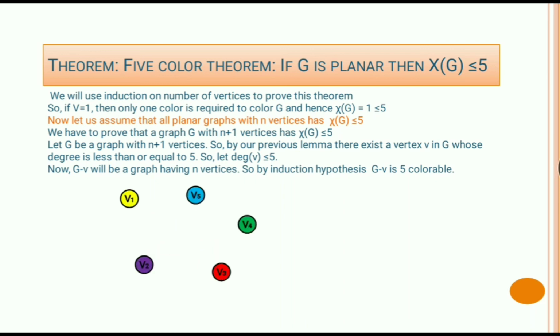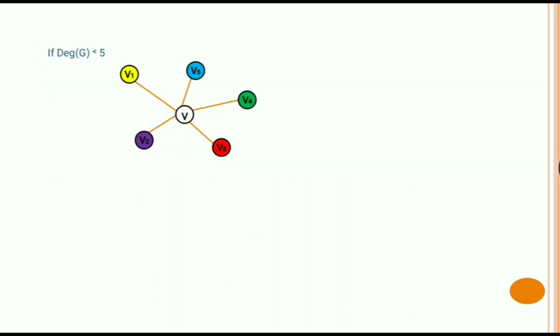Okay. Now let us see if the degree of V is less than 5. Then one of the edges here will be missing. Okay, one of the edges will not be there. So let us assume that this edge is not there. So we can use the color of vertex V5, which is not connected to V. This vertex is not connected to V, so we can use blue color here. So then again G will be a 5 colorable graph. So when the degree of V is less than 5, the 5 color theorem holds.